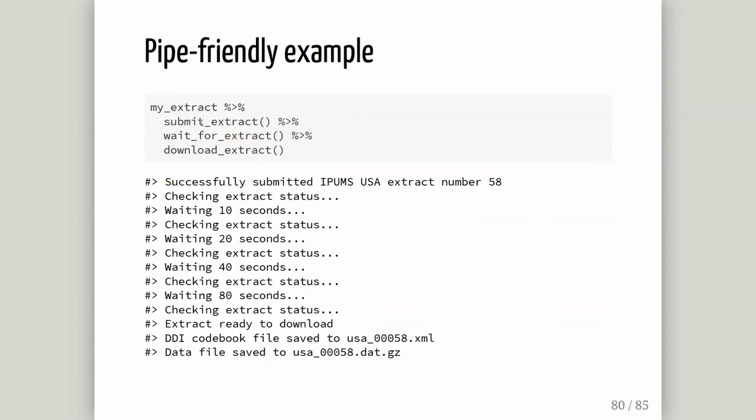So here's what that would look like in terms of the messages you get when you're waiting for your extract. You get a message when you submit that it was successfully submitted, and then wait for extract checks the extract status, and then waits for a little while, and it doubles the waiting time each time up to a limit, a maximum of like 5 minutes, which you can configure, until the extract is ready. So then you get a message, extract ready to download, and then download extract prints out this message about where it saved the codebook file and the data file.